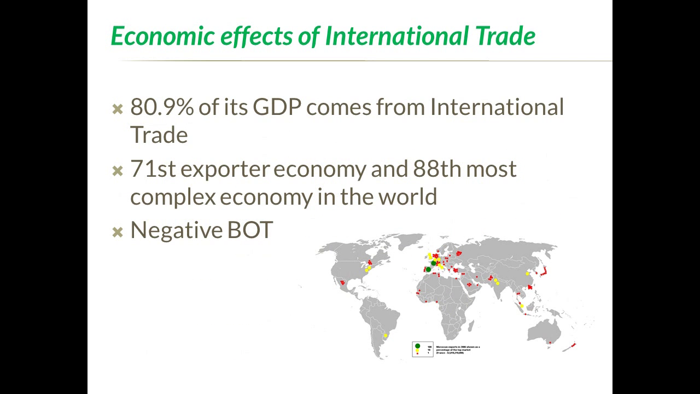What effects has international trade had on the economy? 80.9% of its GDP comes from international trade. Therefore, Morocco is a country that depends on commerce for its economic growth and generation of wealth. From the 60s to our days, the Moroccan economy has grown 274% with an annual average of 5.5%. Morocco is the 71st largest economy in the world and the 88th most complex economy according to the Economic Complexity Index.